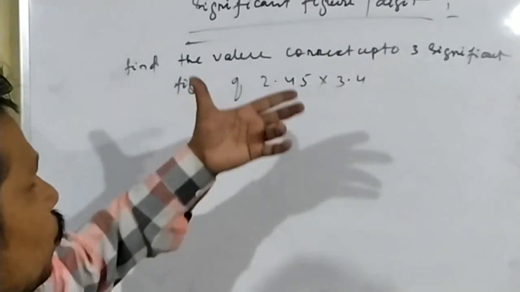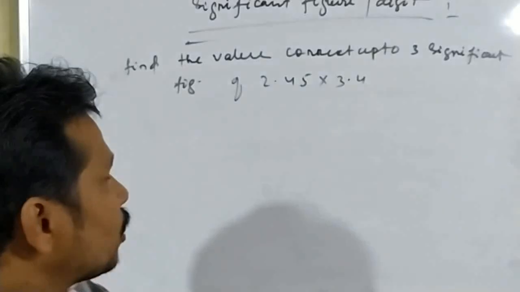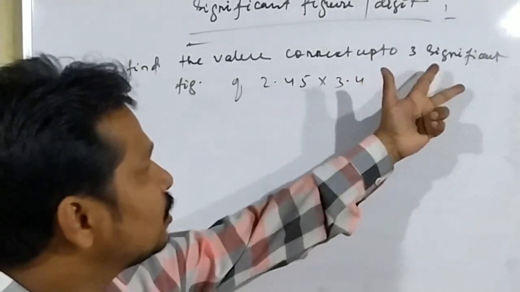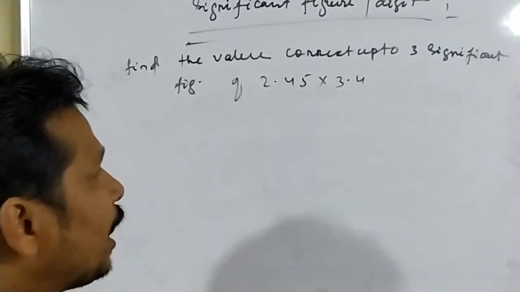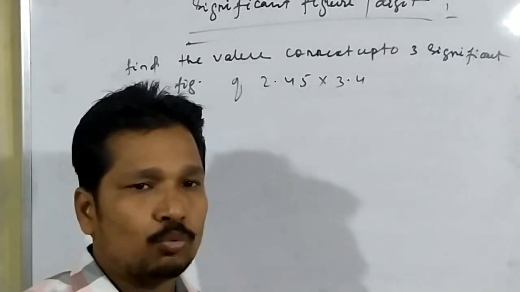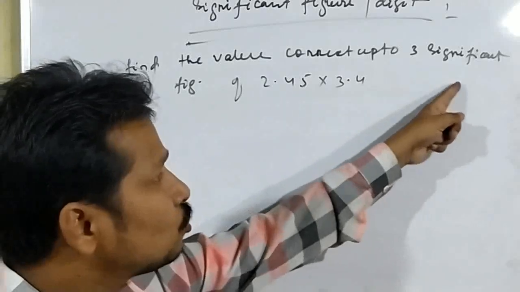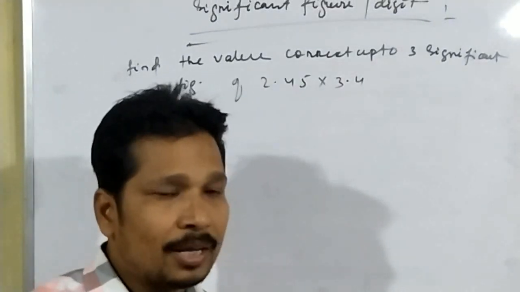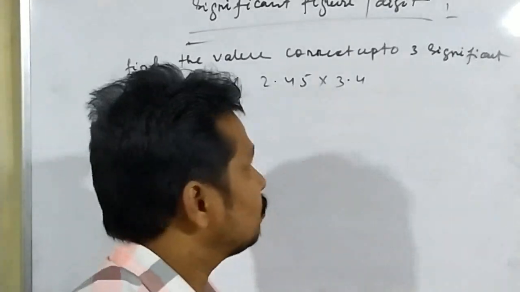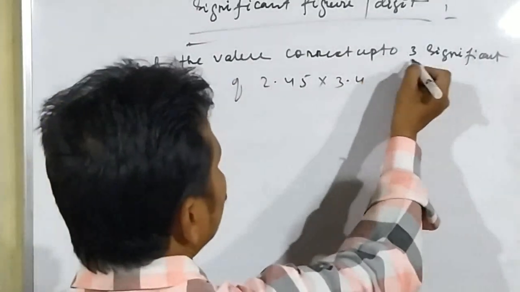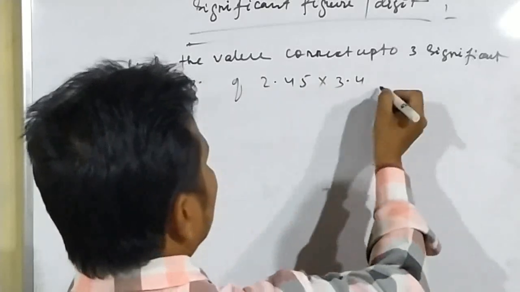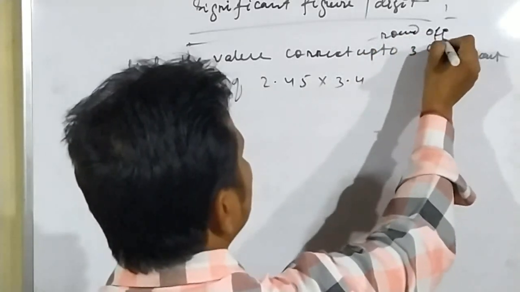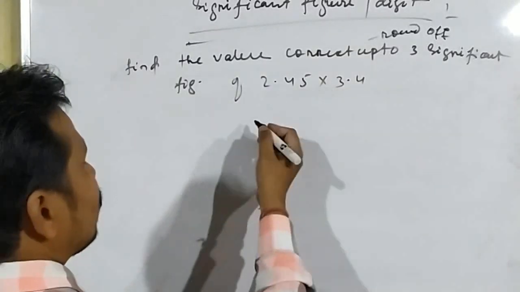Okay, so here first of all we have to calculate the product, then we have to count the three significant figures, and we have to correct up to those three significant figures. That means which one is the third significant figure, and we have to round up this number. That means here correct up to three significant figures means round up. Okay, so first of all we will calculate this value.